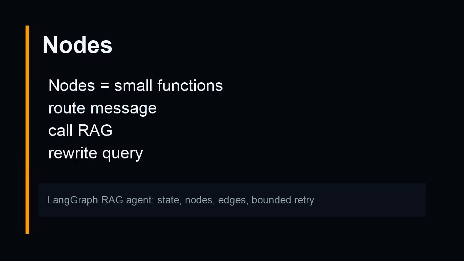Nodes are small functions. One node routes the message. One calls the RAG tool. One rewrites the query. One formats the final answer.